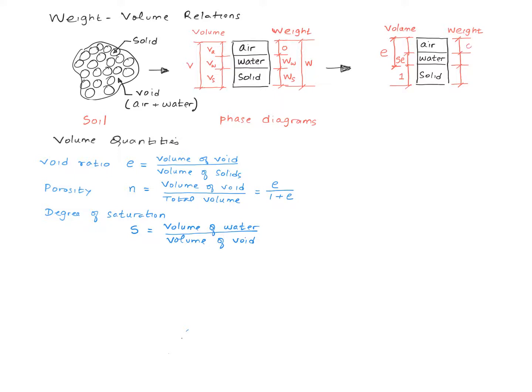Weight of air is 0. Weight of water is volume multiplied by the unit weight of water. So that must be S times e times gamma W. Weight of solid is volume multiplied by the unit weight of solid. So volume is 1 and the unit weight of solid in terms of specific gravity is G sub S times gamma W. Now let's look at some weight quantities.